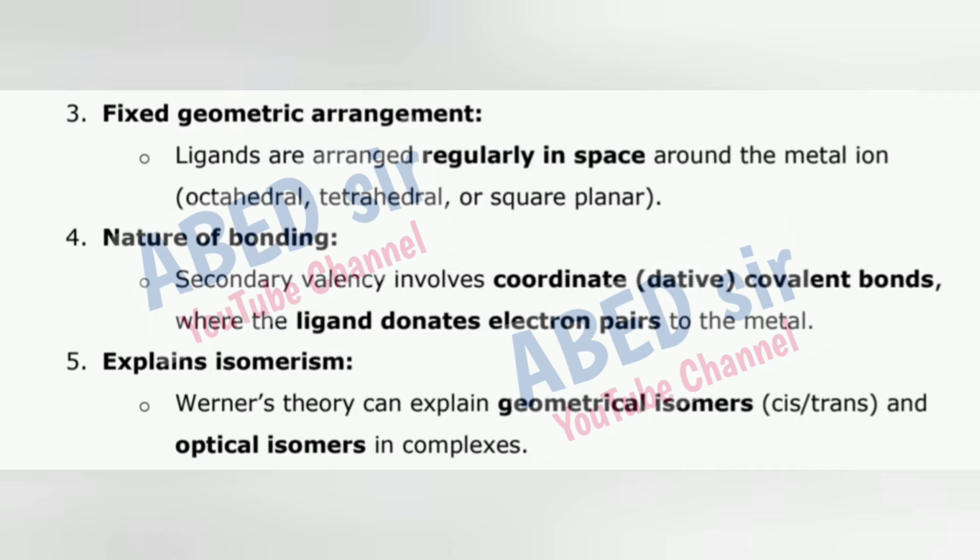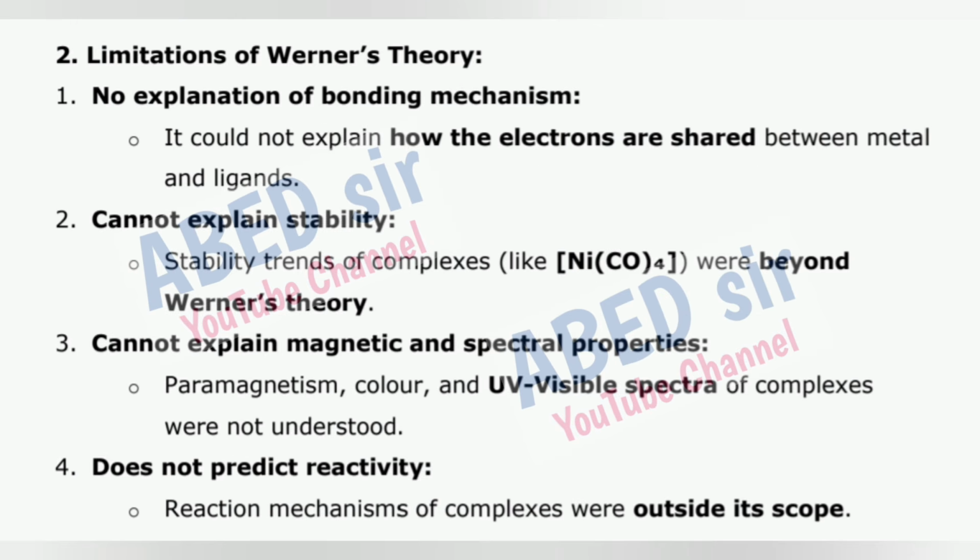4. Nature of bonding. Secondary valency involves coordinate, dative, covalent bonds, where the ligand donates electron pairs to the metal. 5. Explains isomerism. Werner's theory can explain geometrical isomers, cis-trans, and optical isomers in complexes. 2. Limitations of Werner's theory.